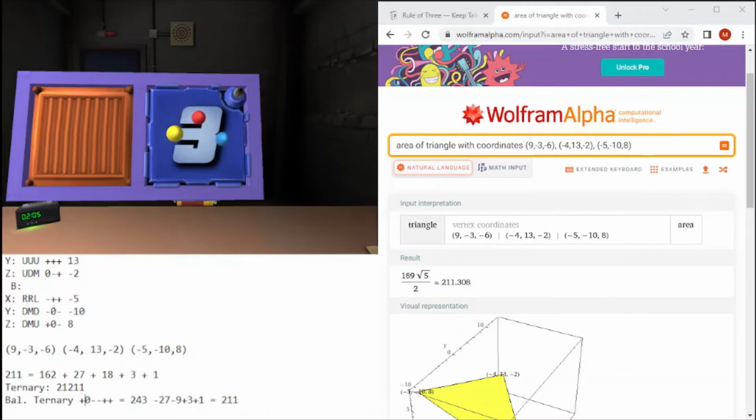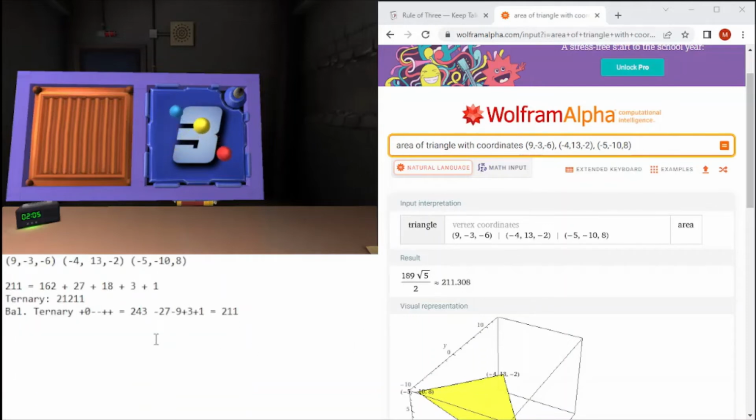In balanced ternary, as the module will understand, plus 0 minus minus plus plus. And now one last time, we have to notice for ourselves that this module does everything backwards. So we have to enter this starting from the least significant bit. So we really enter this as plus plus minus minus 0 plus.